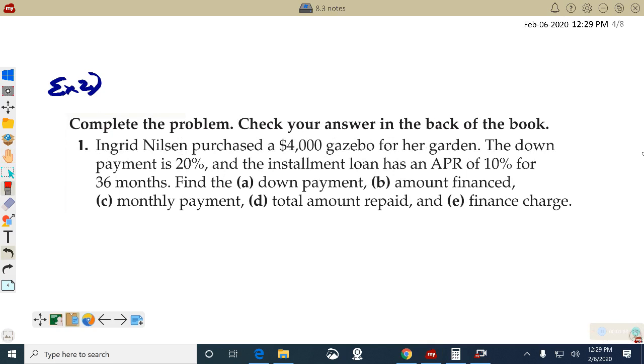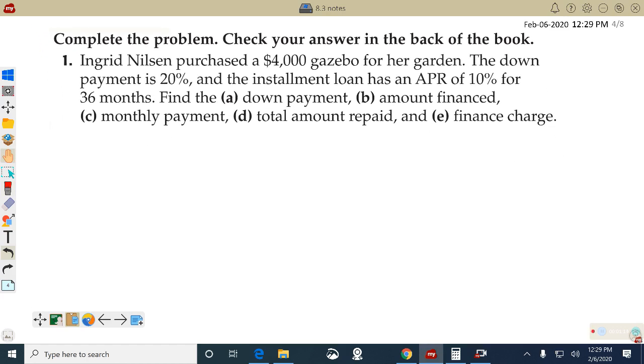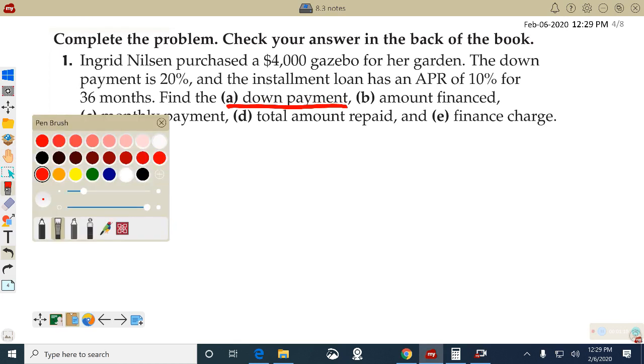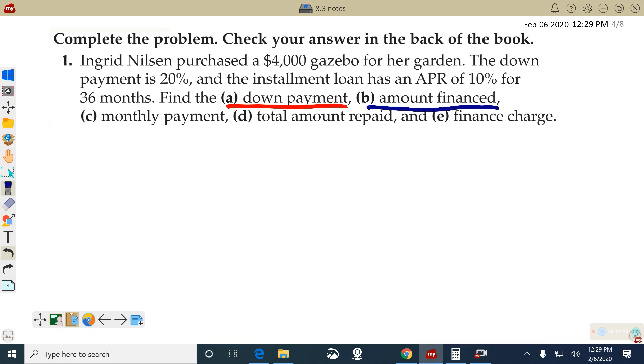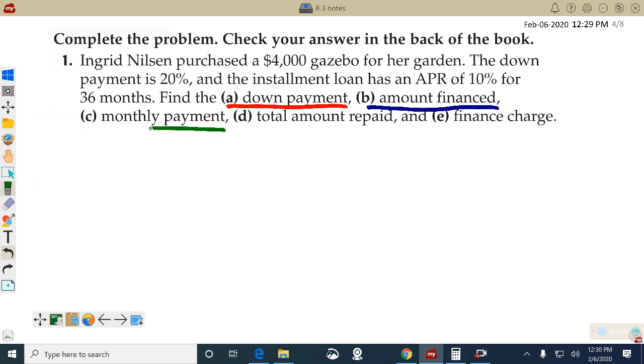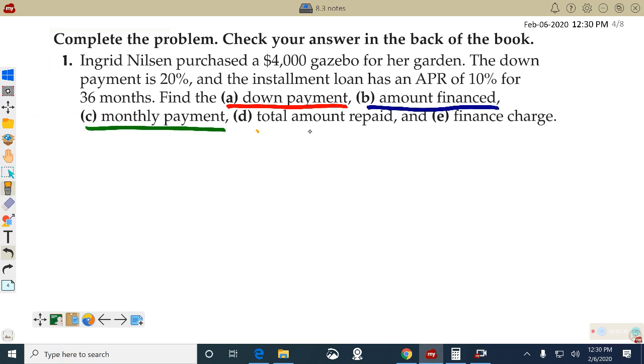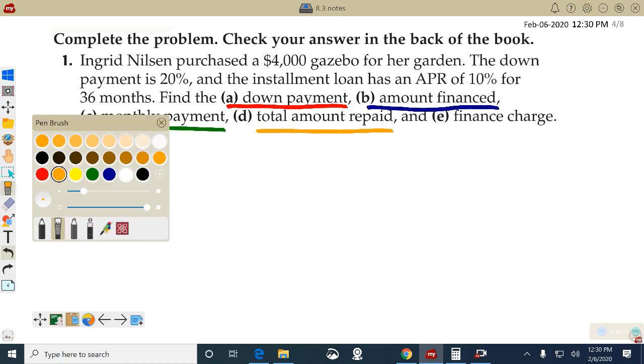I'm going to color code this. I'm going to do each mission in a different color. Mission A in red. Mission B in blue. Mission C will be in green. Mission D will be in orange. And mission E is going to be in black.